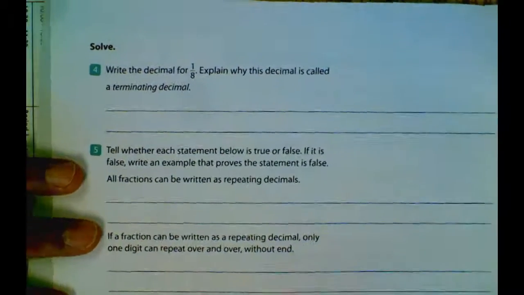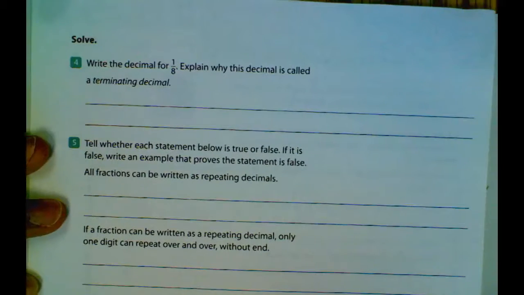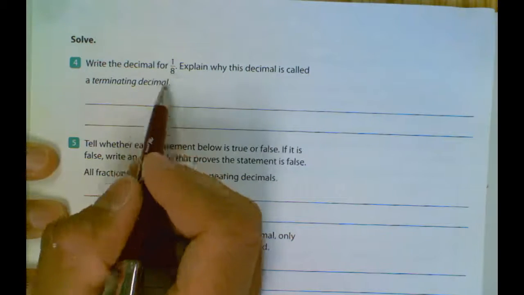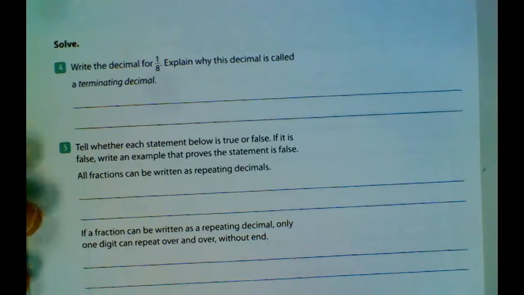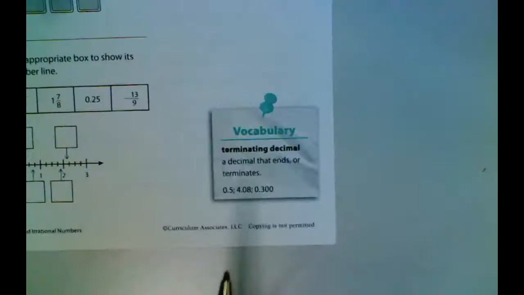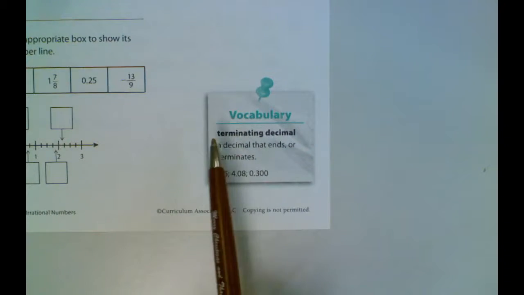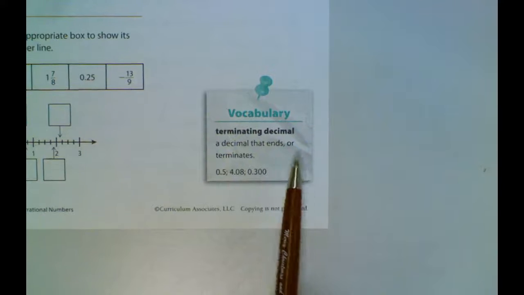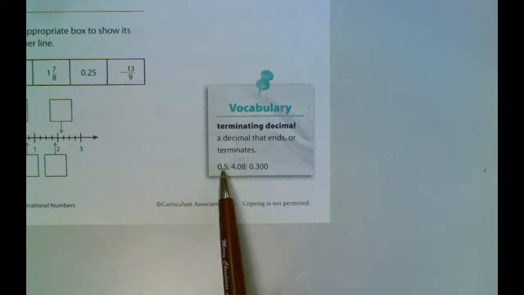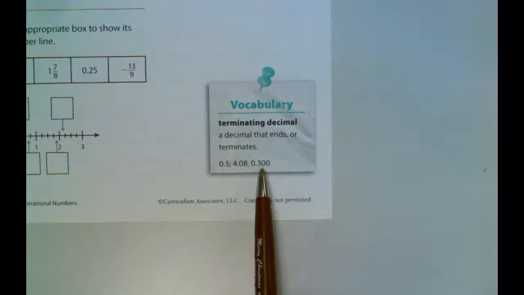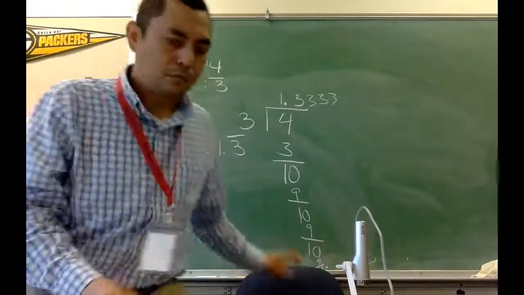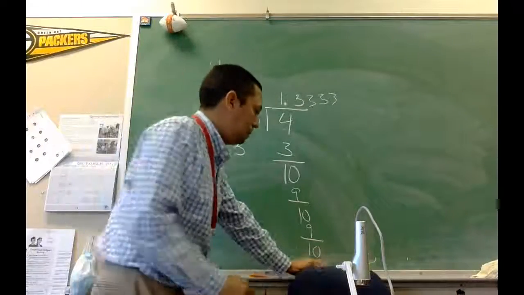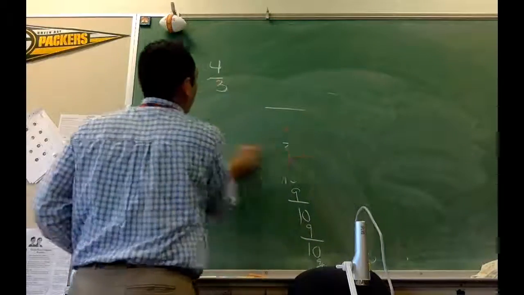So in this case, solve. They are asking me, okay, write the decimal for 1/8. Explain why this decimal is called a terminating decimal. Remember, the vocabulary word terminating decimal is a decimal that ends or terminates. For example, 0.5, 4.08, 0.300, and so on. So in this case, you have 1/8. So let's do the division.